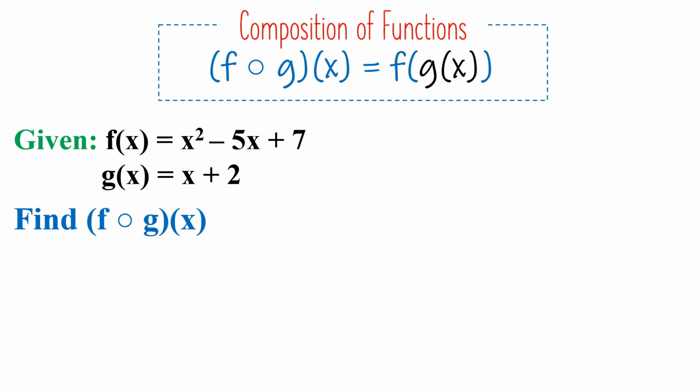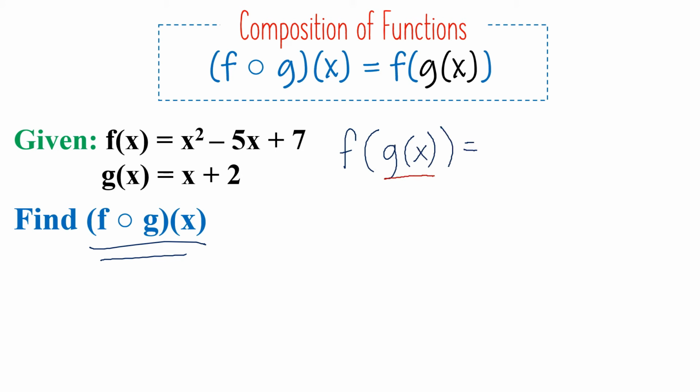Try pa tayo ng isa. Given that f of x is equal to x squared plus 5x plus 7, and g of x is equal to x plus 2. Let us find f composed of g of x. So this can be written as f of g of x.